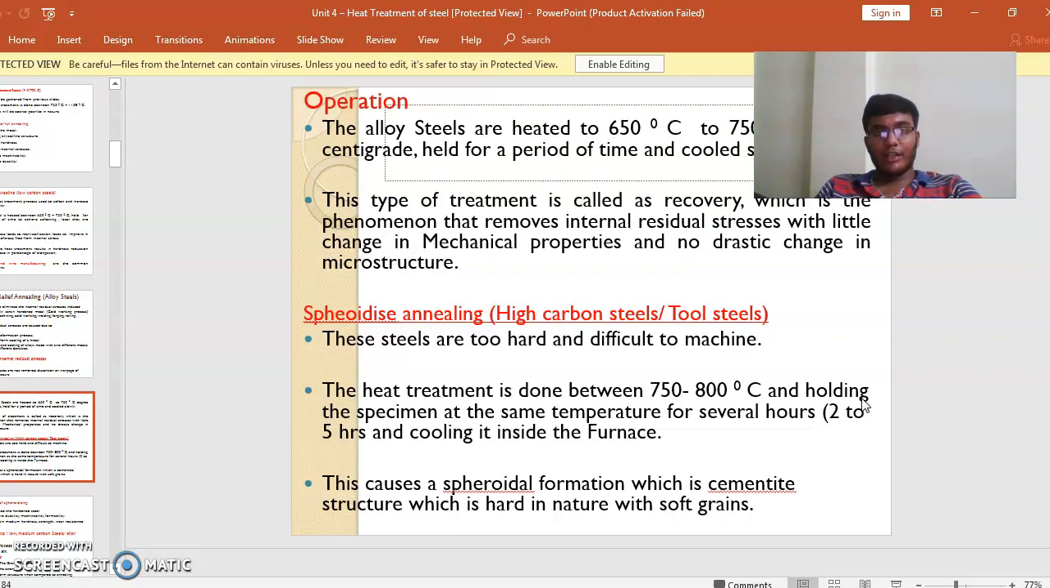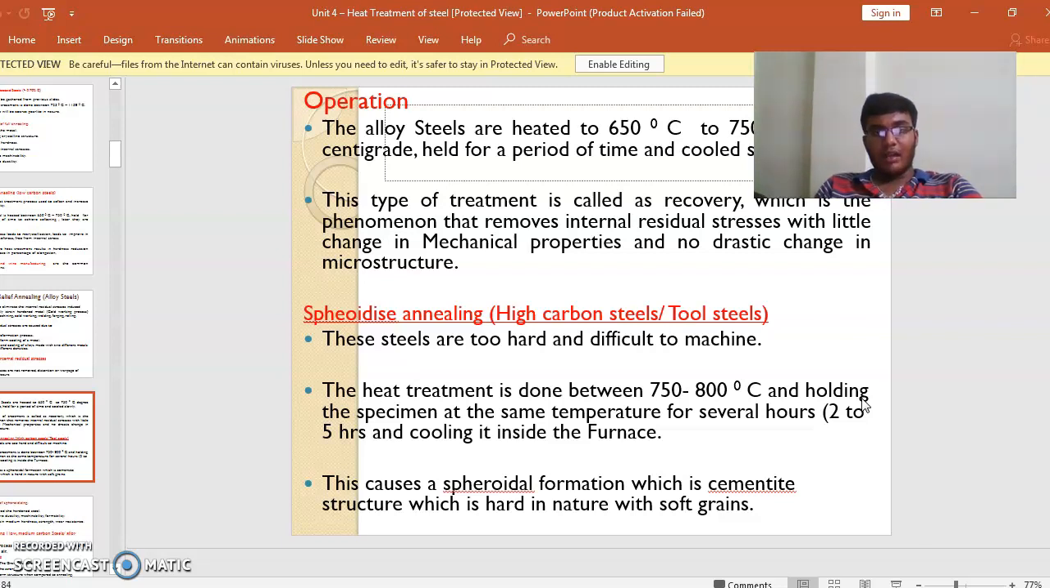The alloy steels are heated to 650 to 750 degrees centigrade, held for a period of time and cooled slowly. This type of treatment is called recovery, which is the phenomenon that removes internal residual stress with little change in mechanical properties and no drastic change in microstructure.